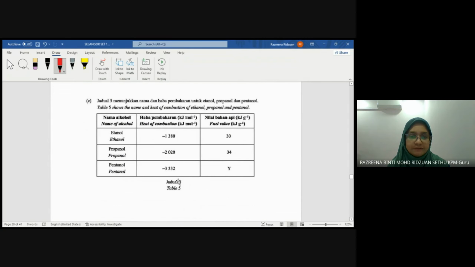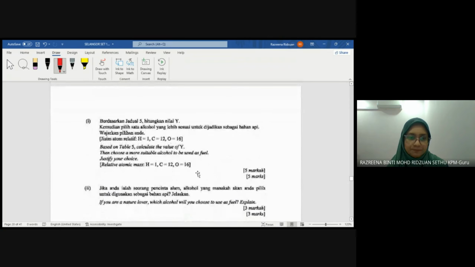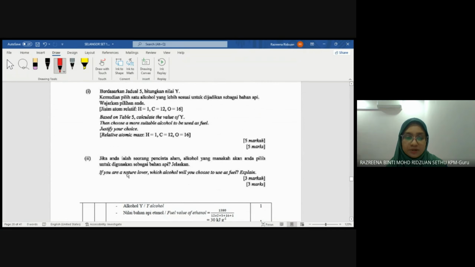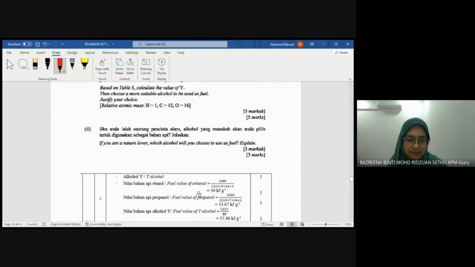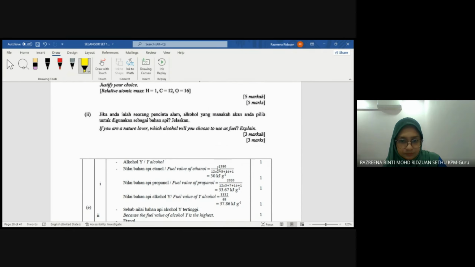E. Table 5 shows the name and the heat of combustion of ethanol, propanol, and pentanol. They've given us the fuel values, and the fuel value for pentanol is not given. Question: based on Table 5, calculate the value of Y, then choose a more suitable alcohol to be used as fuel. Justify your choice. This is 5 marks. And 2, if you are a nature lover, which alcohol will you choose as a fuel? Explain.